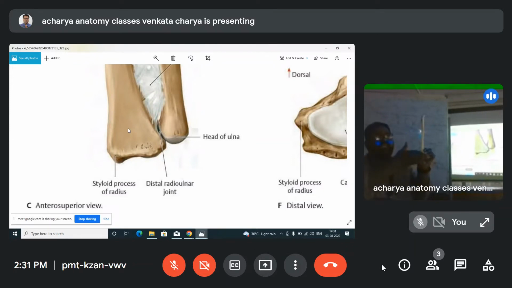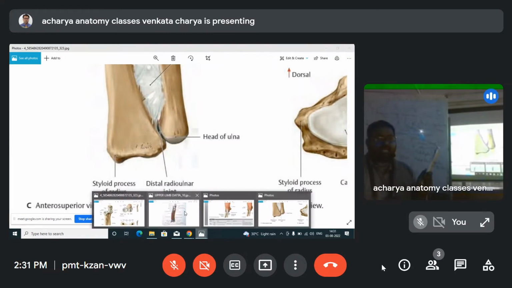Number 1 is the anterior surface. Number 2 is the posterior surface. Number 3 is the medial surface. Number 4 is the lateral surface. Number 5 is the inferior surface. So totally there are 5 surfaces. First we discuss the anterior surface. The anterior surface is a smooth surface.